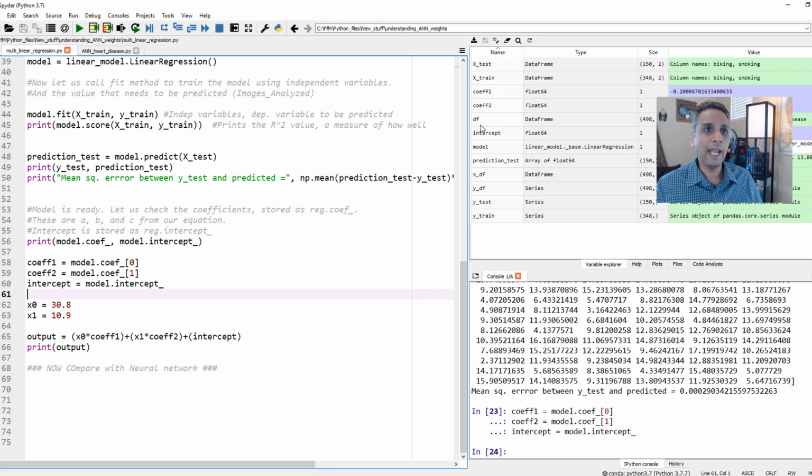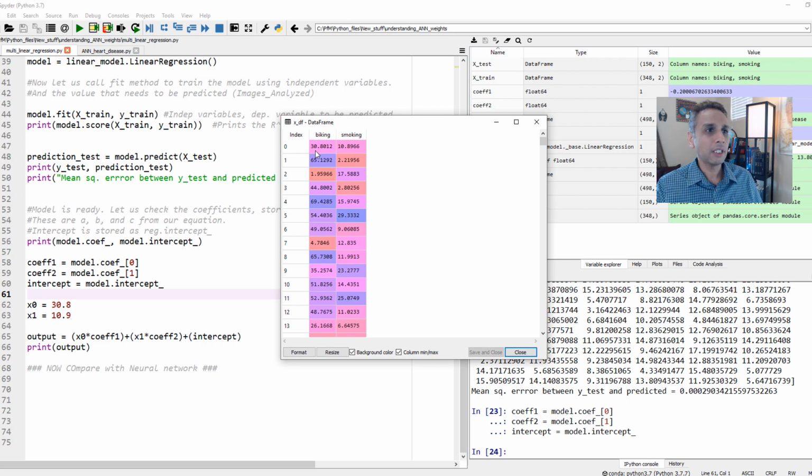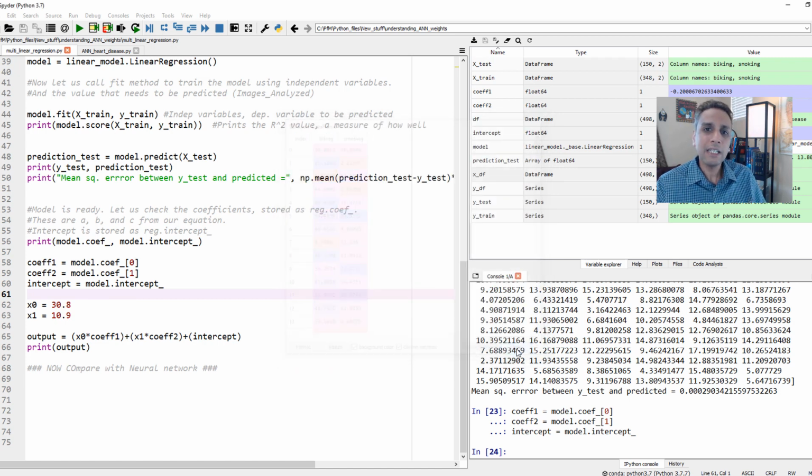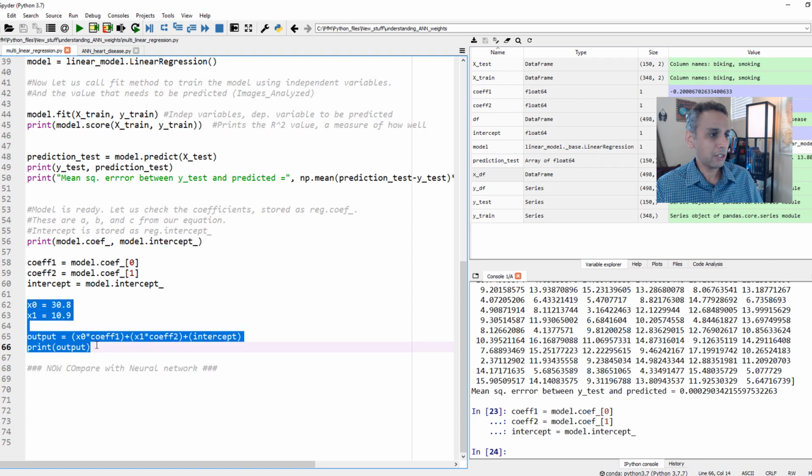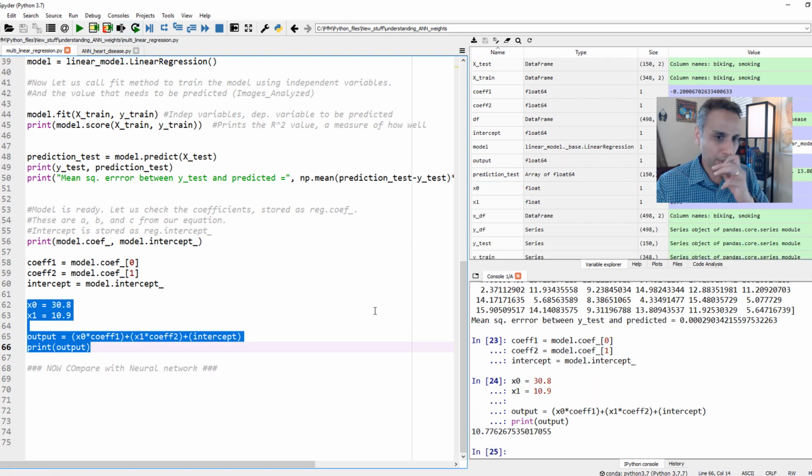I think if you look at our df right there, the first value is 30.8012. Let's just take 30.8, and then x2, which is smoking, is 10.9. So let's take these two and predict the outcome and see if it's working fine or not. All I'm doing is this multiplied by coefficient 1 and this multiplied by coefficient 2, plus the intercept, right? So this should be pretty straightforward. And let's look at the output.